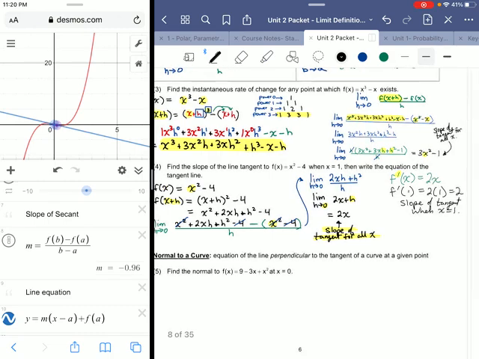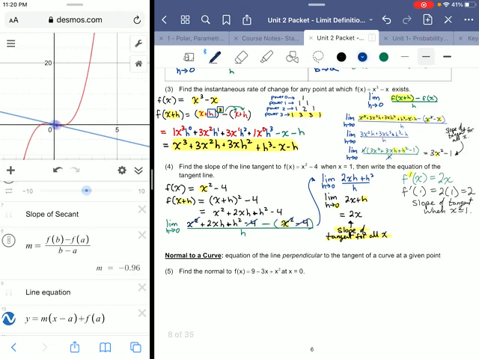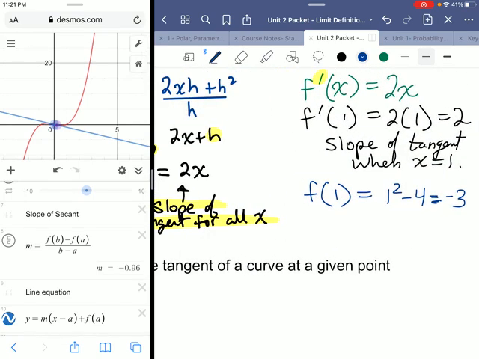Now I just need a coordinate to work with. They told us that it was x equals 1, but they said nothing about what the y value is. So if I'm going to write the equation of a line, I need the slope and I need a coordinate. So I also need f of 1, which would be the original function. So here's my original function. Replacing the x with a 1. So 1 squared minus 4 is negative 3. So that's a point that we know is on the line. I'm sorry, on the curve.